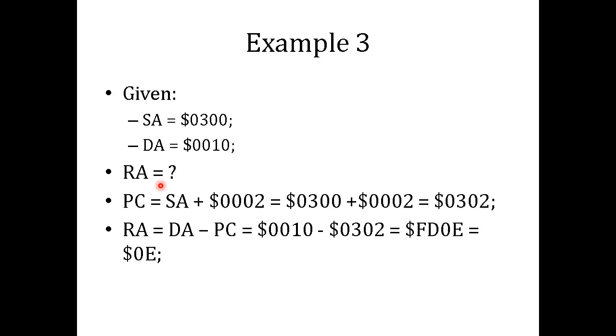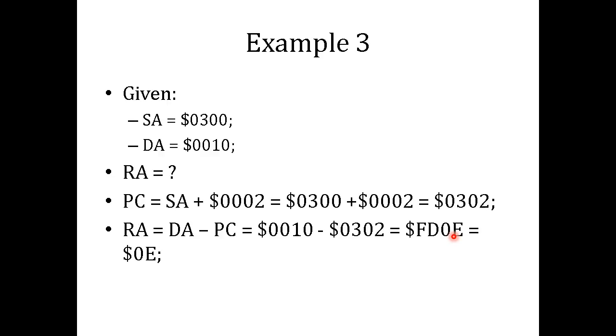So we first calculate the PC, right? We always do it. To calculate the PC, that is source address plus 0002. So the source address is 0300 and then 0002. Once we calculate it, I have 0302 as my PC. Now I plugged everything back into my formula to calculate the relative address, right? I already know the destination address and I just got my PC from the last equation. So I plugged everything here and this is what I got as a subtraction, after we did the difference.